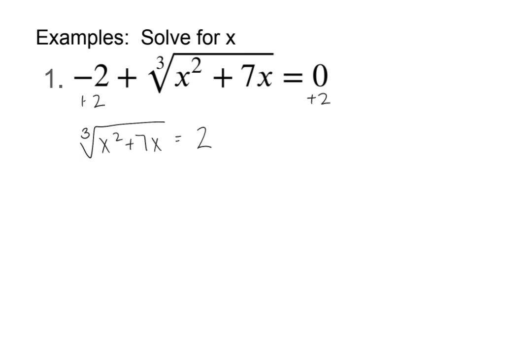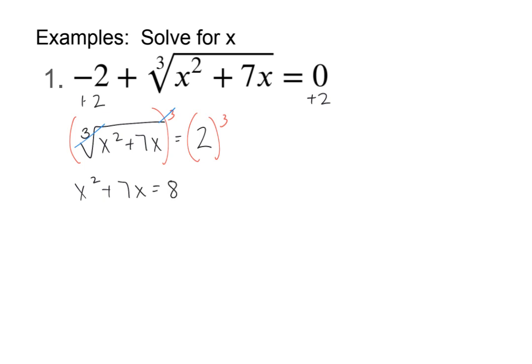Next step is we get rid of the root. This is a cubic root, so we get rid of a cubic root by cubing both sides. The cube and the cubed root will cancel each other out, and we'll be left with x squared plus 7x. But on the other side, we've got to cube that 2, so 2 times 2 times 2, or 8.